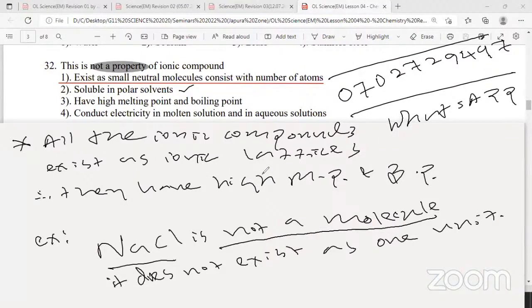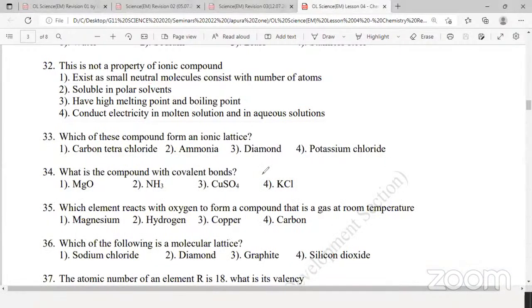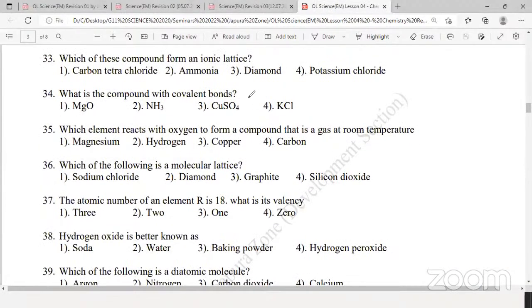Question number 32, I'll erase the screen. Question number 33. Which of these compounds form an ionic lattice? I told you all ionic compounds exist as ionic lattices. The answer is potassium chloride. Potassium chloride is an ionic lattice. Please write below the others.